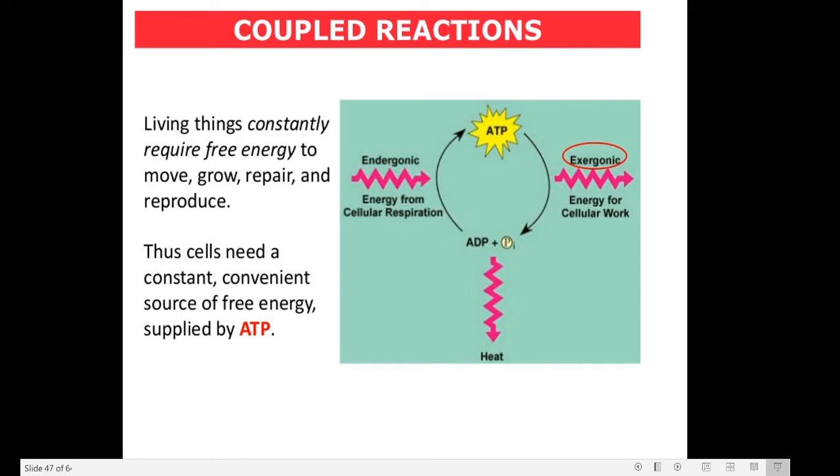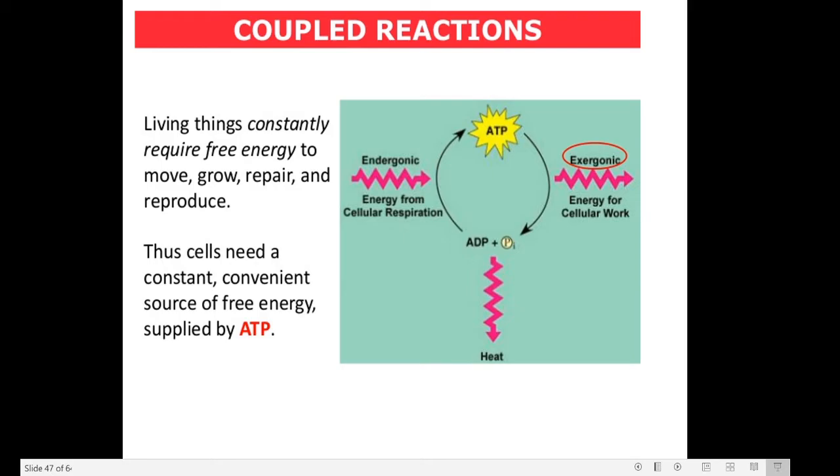If the output helps another reaction, that is called a coupled reaction. The two reactions are mingled together. In this coupled reaction, one is called endergonic and the other exergonic. Endergonic takes energy from cellular respiration. Exergonic provides energy for cellular work.